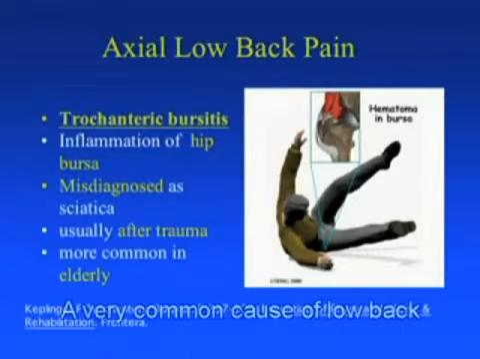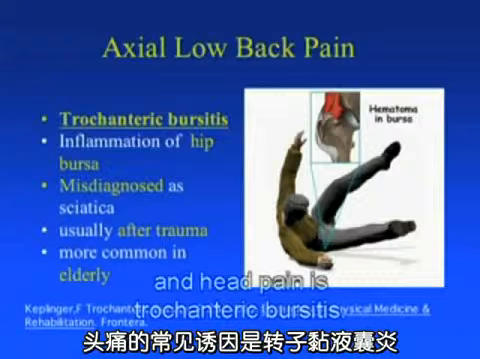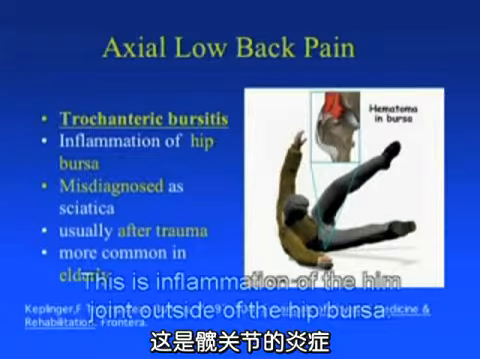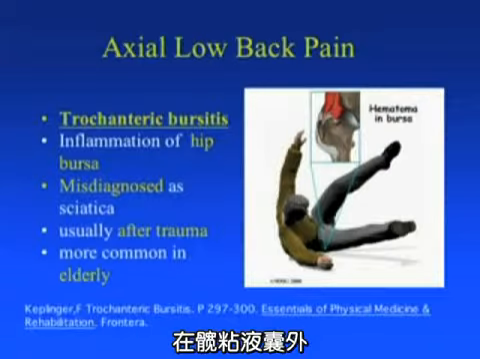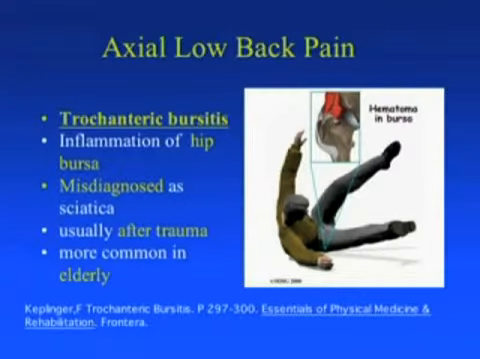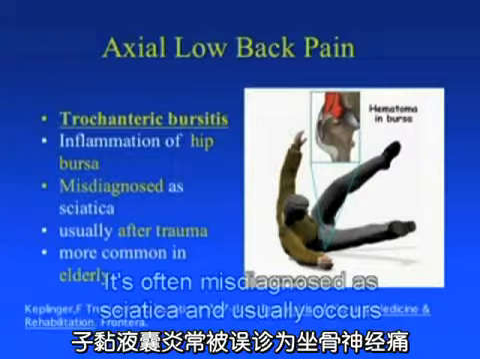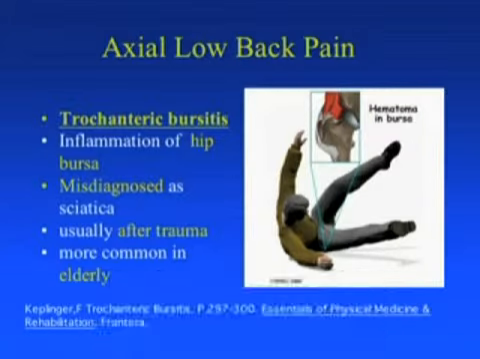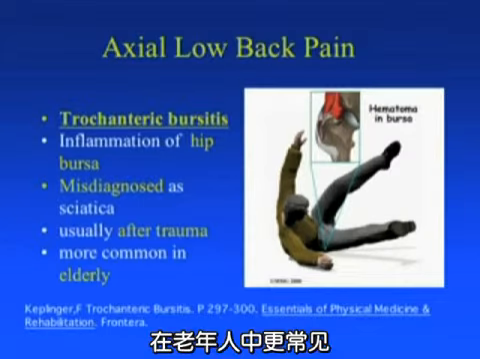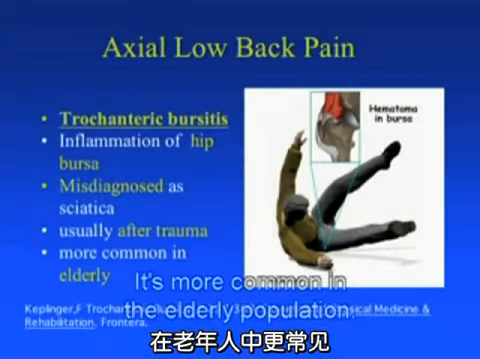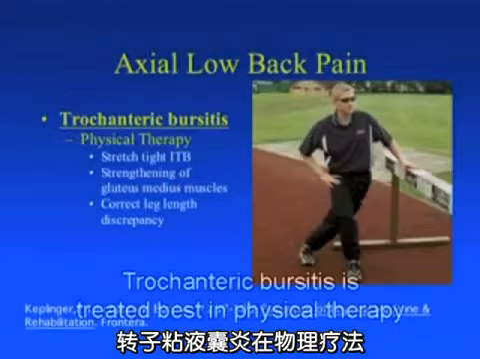A very common cause of low back and hip pain is trochanteric bursitis. This is inflammation of the hip joint outside of the hip bursa. It's often misdiagnosed as sciatica and usually occurs after some type of trauma, but not always. It's more common in the elderly population.